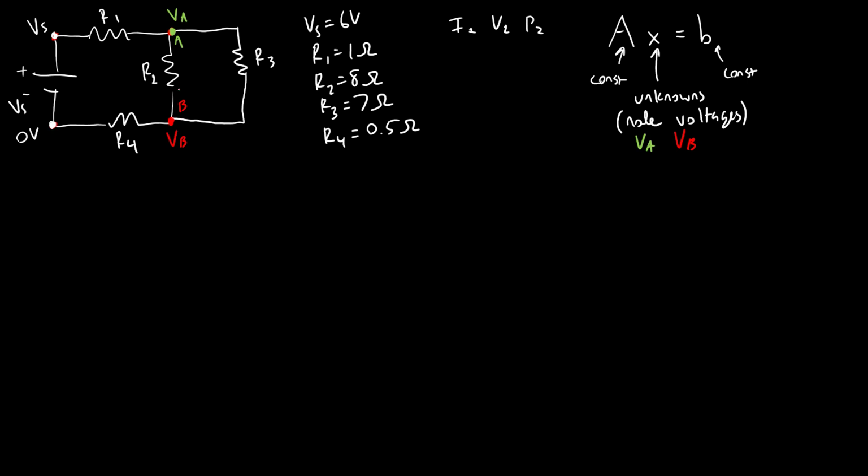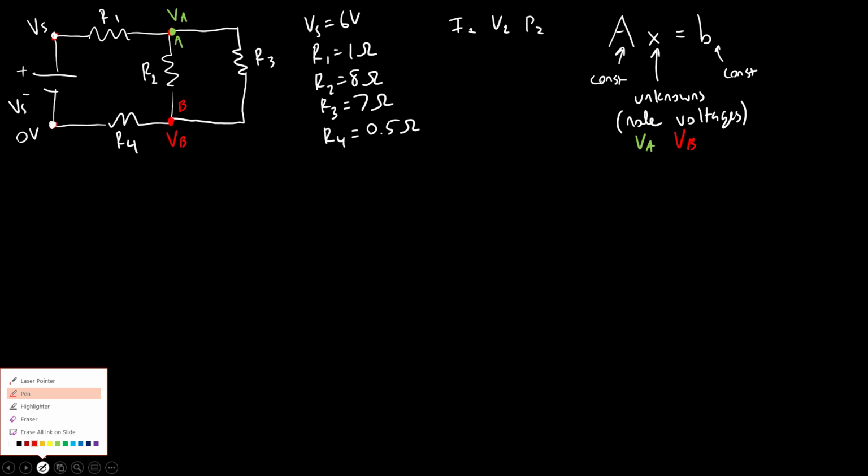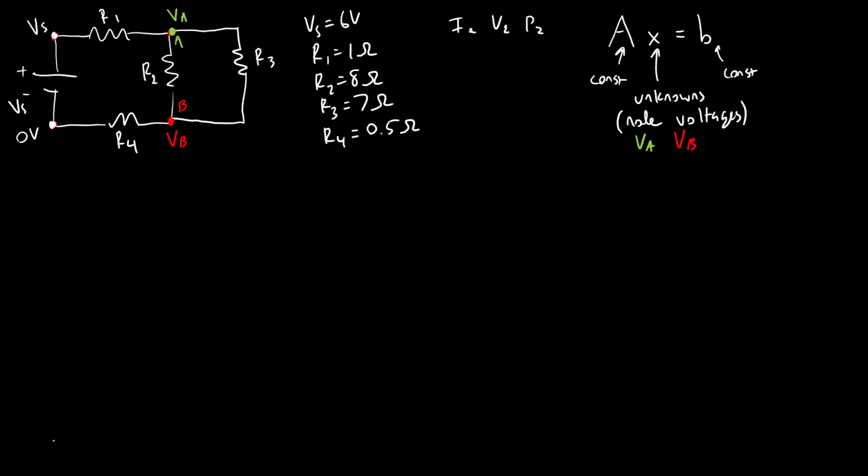You can probably look at this and already tell that the voltage drop over resistor R2 is going to be VA minus VB. So just like with mesh analysis, how we applied Kirchhoff's voltage law around each mesh, but then rewrote the equations in terms of the mesh currents, here we are going to apply Kirchhoff's current law to each node and then rewrite the resulting equations in terms of our voltages.